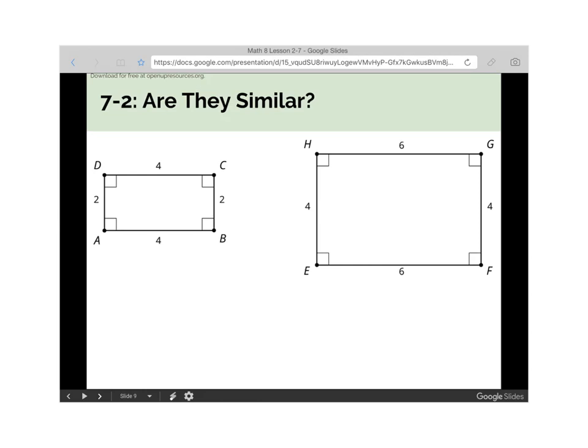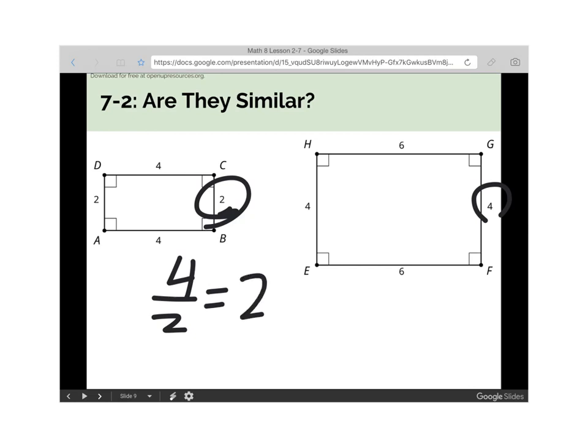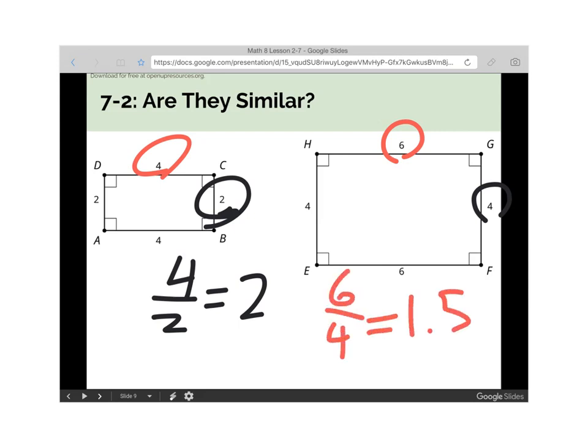And in this case, we can see, and Lynn acknowledges this herself, if we use these side lengths, 2 and 4, 4 divided by 2, we get a scale factor of 2. And if we use the other side lengths, 6 and 4, 6 divided by 4 is 1.5. These are different scale factors. So we can say that these are not similar. Neither person is right because we have to have the same scale factor for every side.